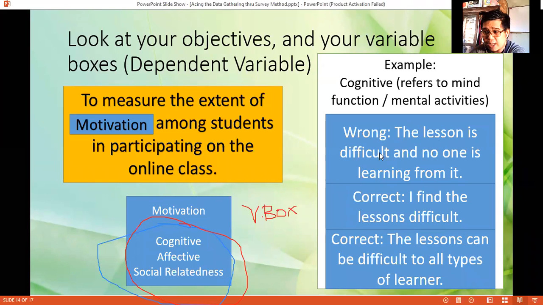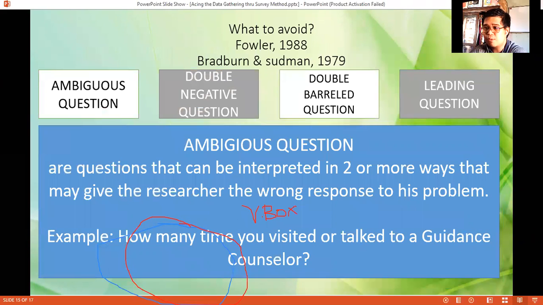These two, the lesson is difficult and no one is learning from it, is a double-barreled statement. Ibig sabihin, you try to compress 2 concepts into one, and then the responses coming from the respondents can be leading. So we need to consider what to put in writing a survey. So let us remove first the annotation.